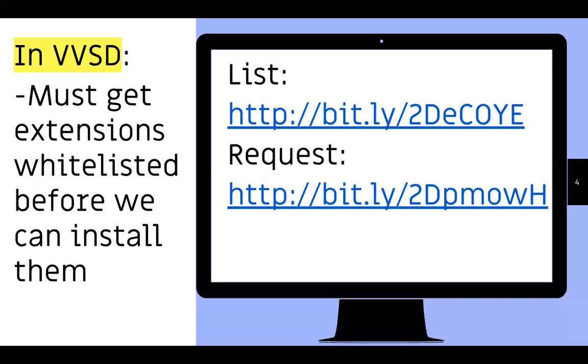In VVSD, we must get our extensions whitelisted before we can install them. To see a list of extensions that are already whitelisted, you can go to that top link. To request a new extension to be whitelisted by submitting a form to our VVSD tech team, you can go to the bottom link.